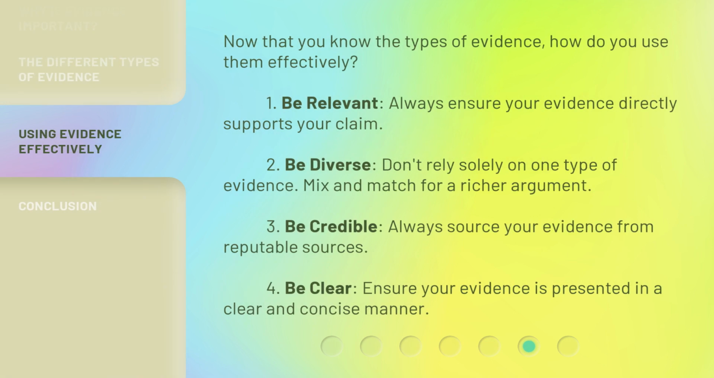Now that you know the types of evidence, how do you use them effectively? 1. Be relevant. Always ensure your evidence directly supports your claim. 2. Be diverse. Don't rely solely on one type of evidence. Mix and match for a richer argument. 3. Be credible. Always source your evidence from reputable sources. 4. Be clear. Ensure your evidence is presented in a clear and concise manner.